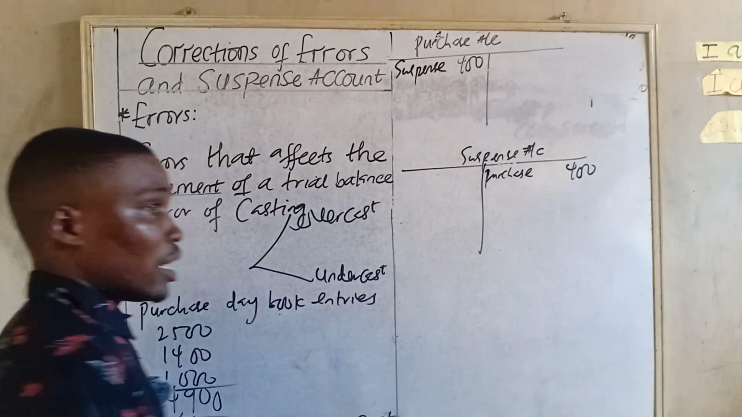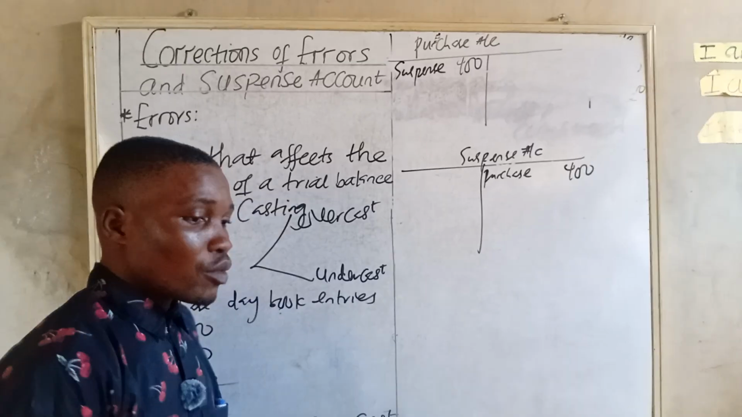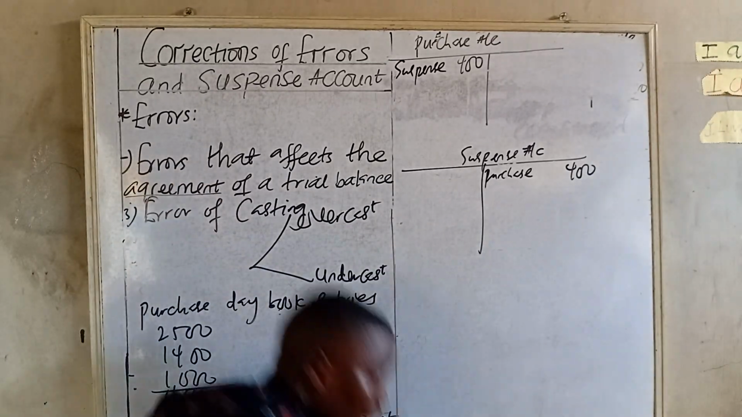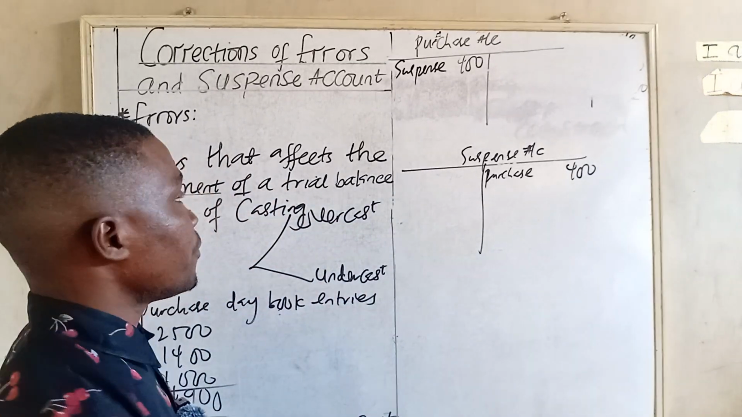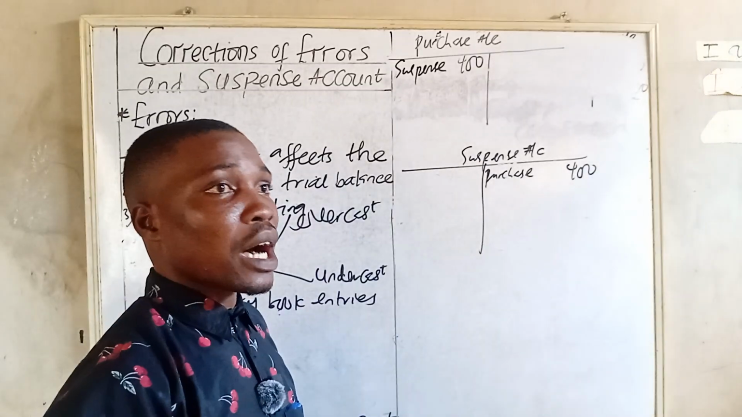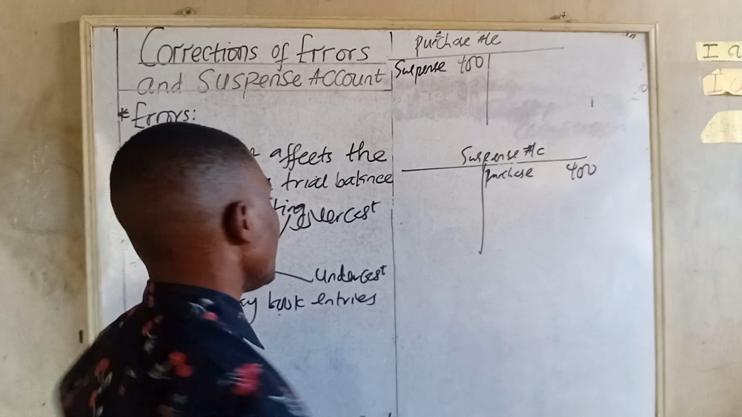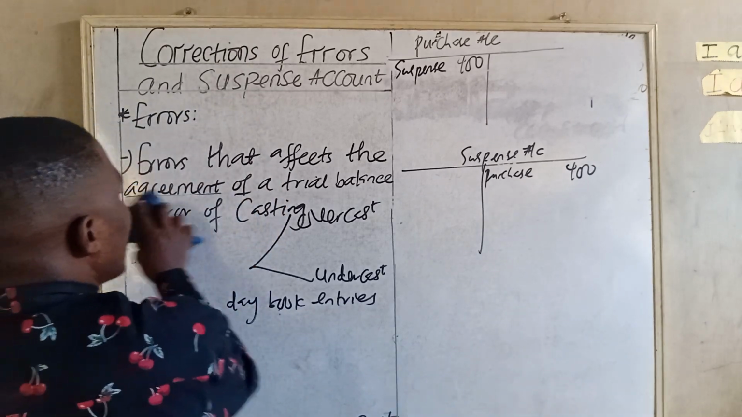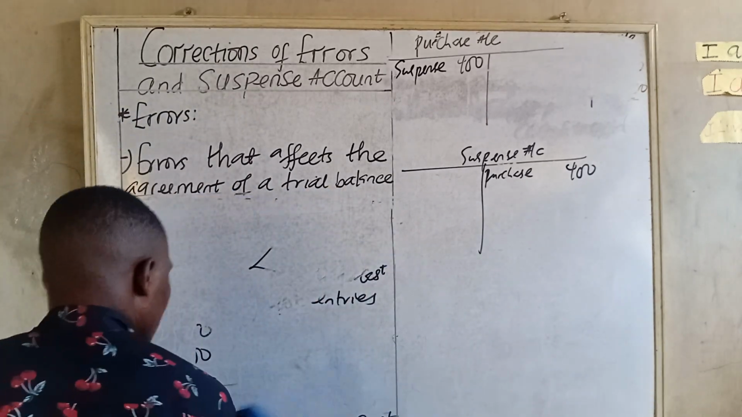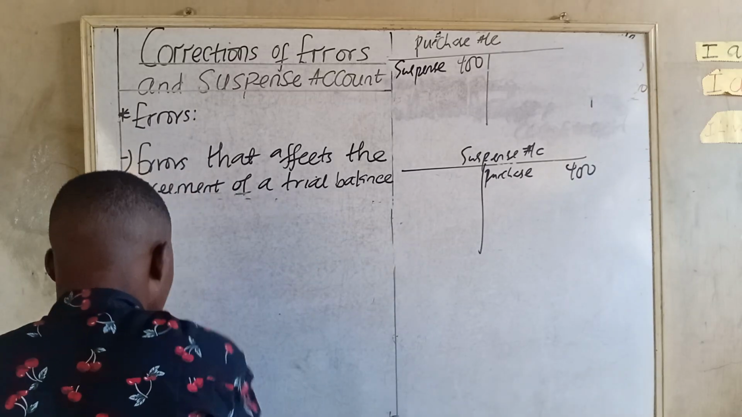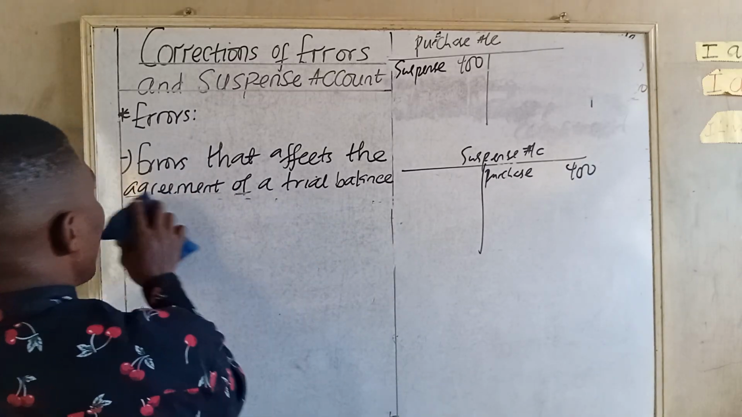So this is how to analyze the 4 errors that affect the agreement of the trial balance. I hope you understand. So if you don't understand, please go back and watch all over again for better understanding. Now, let's move to the errors that do not affect the agreement of a trial balance.